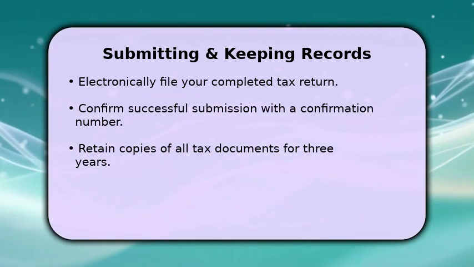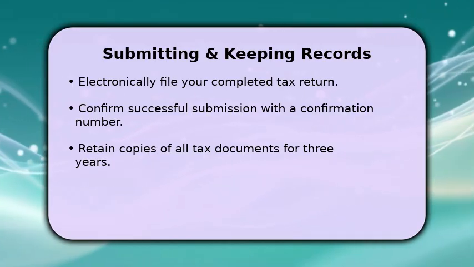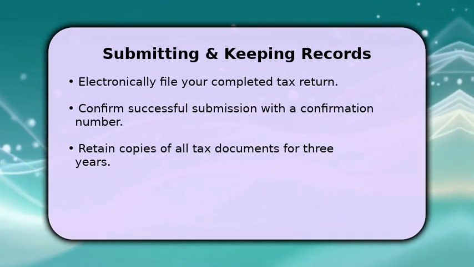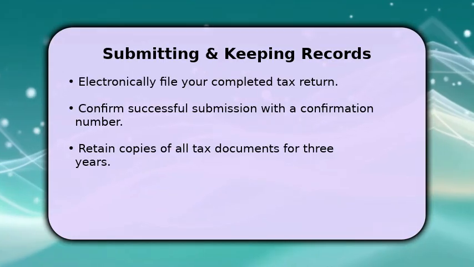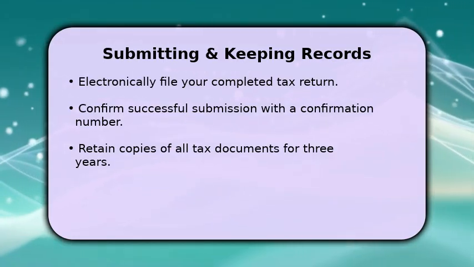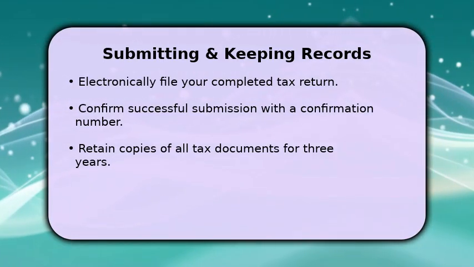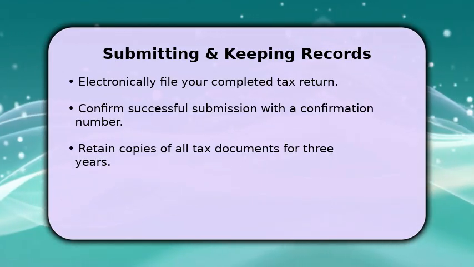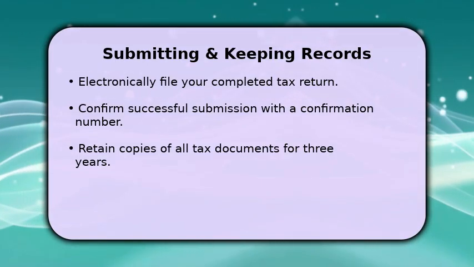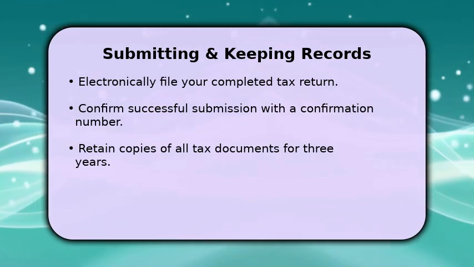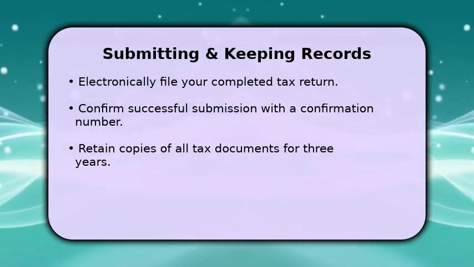After a final review, you can electronically file your tax return. The software will walk you through the submission process. Once filed, you'll receive a confirmation number, which is important proof of submission. Finally, remember to keep copies of all your tax documents, including the filed return, for at least 3 years for your records.